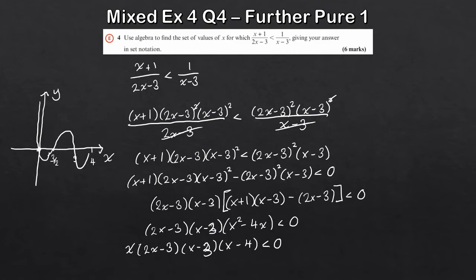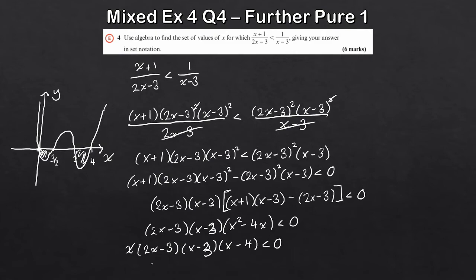We have a minimum here, and it goes up through the 4 like so. Okay, so it looks something like that. Now we want to know where this is less than 0. So where is it below the x-axis? Well, we've got two sets of solutions here. We've got this point here and this set here. So all we need to do is give this answer in set notation.